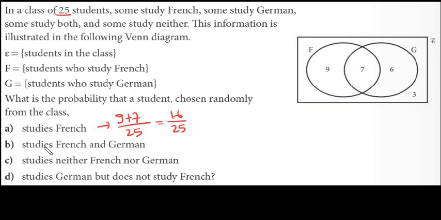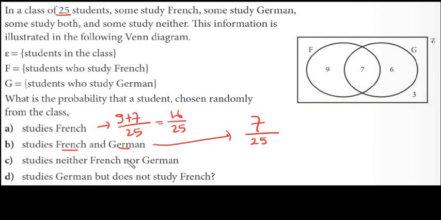Okay, let's look at the second one. B, studies French and German. What's the probability that a student studies French and German? In the denominator, we are going to write 25, and in the numerator, I have to find French and German. This part of the Venn diagram represents French and German, right? So it's going to be 7. 7 over 25 will be the answer.